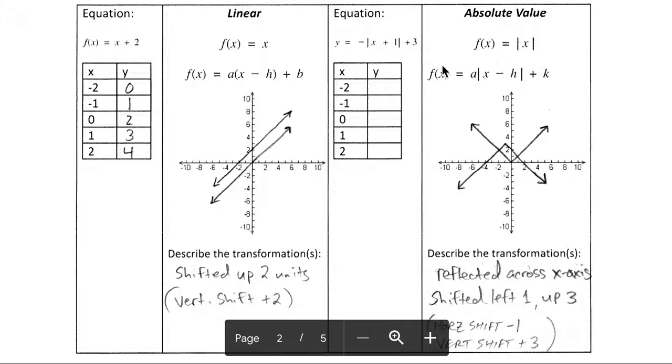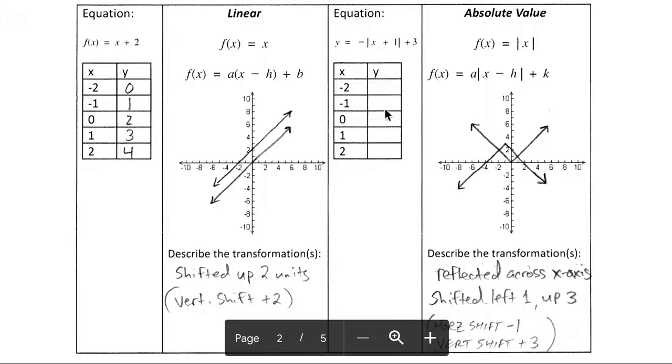Here we have the generic transformed version of it. What we're going to find out is that if I add 1 to my x value and take the absolute value of that, if I make this a value negative 1, we're going to see what that does. And if we add a constant out here for that k value of 3, we'll see what that does.